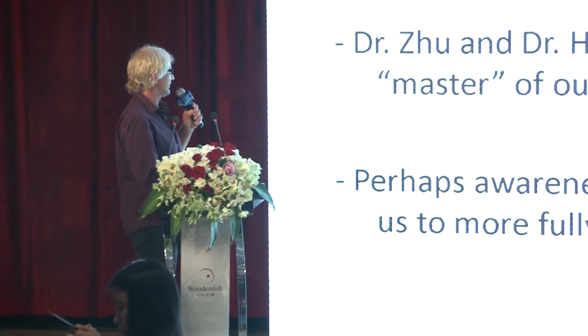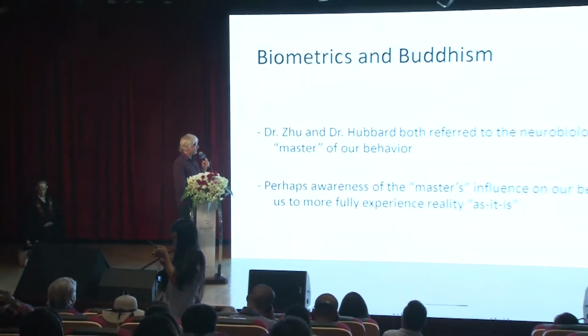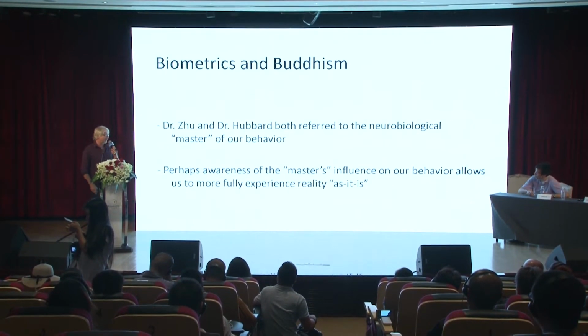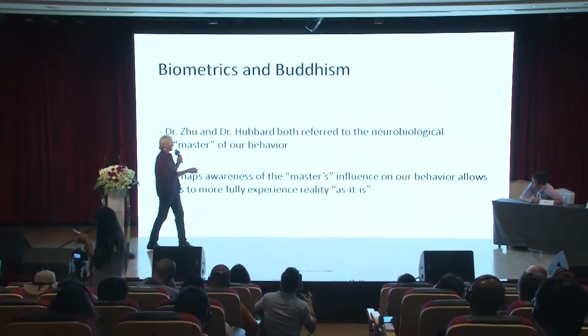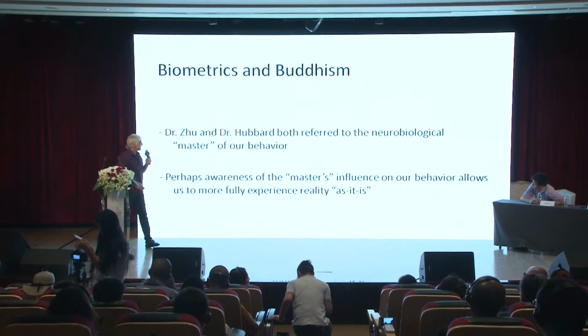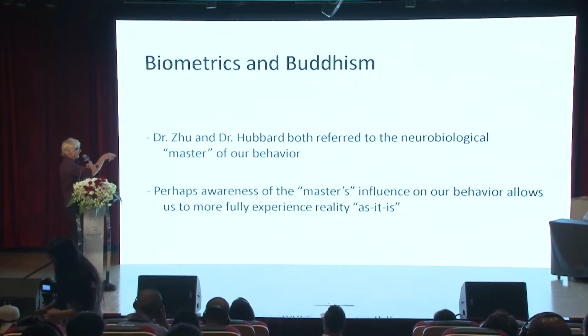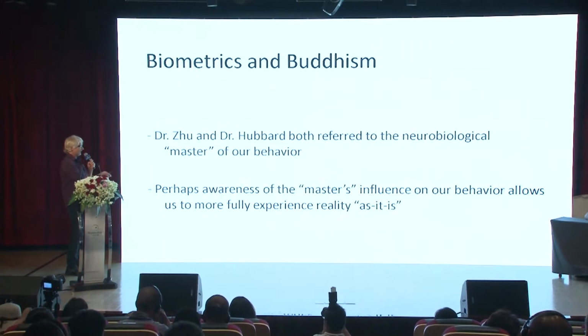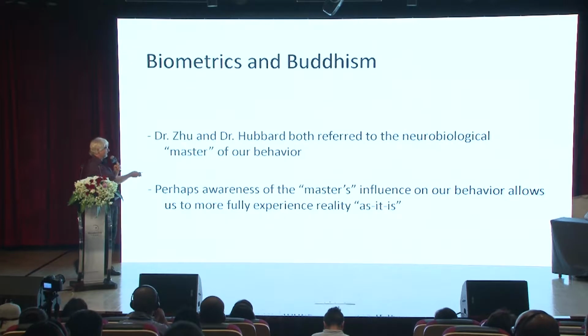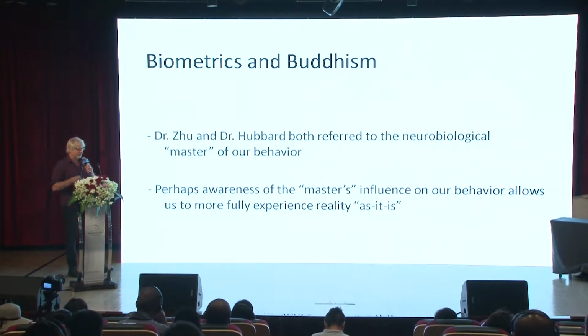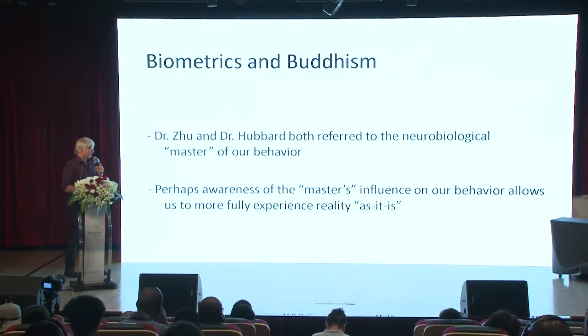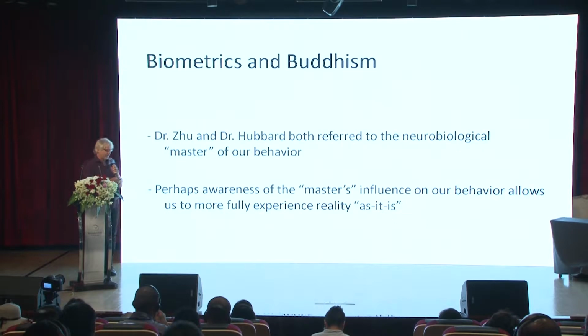And I'd like to start by referencing comments by Dr. Zhu and Dr. Hubbard, and they talked about this idea of the neurobiological master of our behavior, and then just most recently, Dr. Martin, with his commentary about the shackles of biology. This is a little bit of an adjunct in terms of the relationship of this topic to Buddhism in particular, and I'm not a Buddhist, nor am I that knowledgeable on the subject. However, what little I do know is that perhaps some awareness of this reference to the master of our behavior, this kind of shackle, or Dr. Hubbard's reference to the snake in the forest and the experience with the snake, this awareness of the master's influence on our behavior, might allow us to more fully experience reality as it is, if we're more aware of the nature of this master.